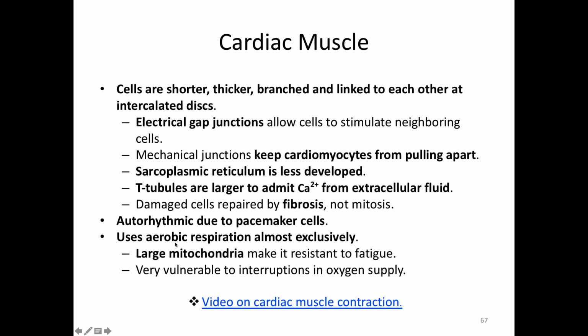Your cardiac muscles rely on aerobic respiration almost exclusively. So very little of that lactic acid or phosphagen business. So they have huge mitochondria and lots of them that make them very resistant to fatigue, but that means that they're very vulnerable to interruptions in oxygen supply, which goes back to that analogy I made about a myocardial infarction. So more on that when we get to the cardiovascular system.